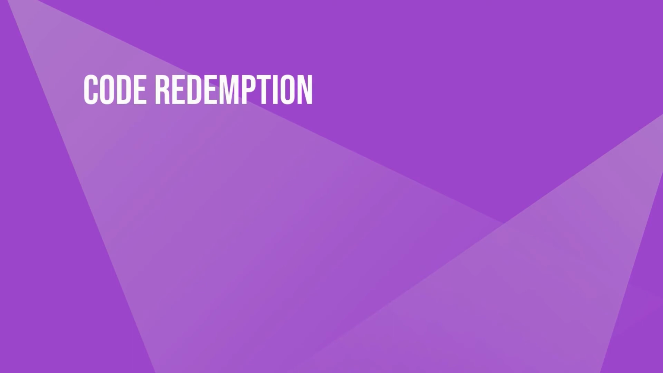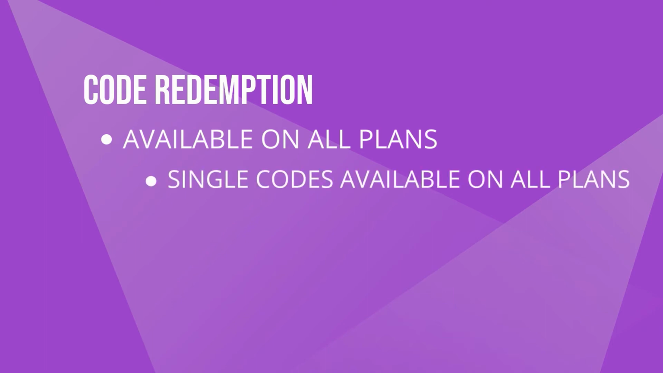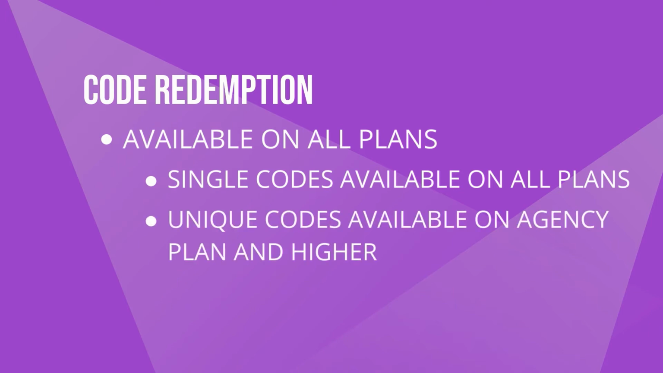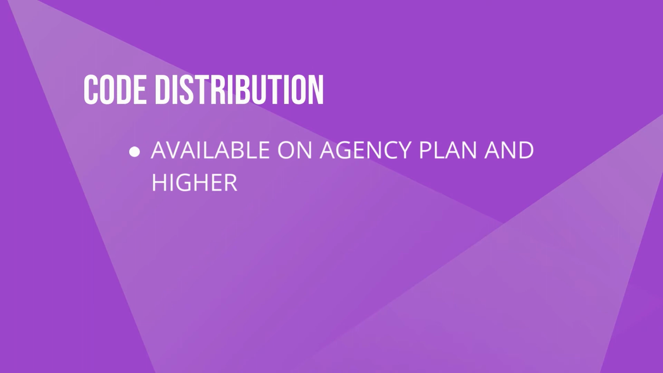First, code redemption is available on all the plans. However, there's a version of code redemption that's only available on the agency plan and above. If you're using one code for all participants, like in my TV or radio broadcast example where the secret code was cat, you can use that sort of code redemption on any plan. If you wanted to redeem unique codes that are uploaded to a list in your ShortStack account, then that's available on the agency plan and above. Code distribution is available on the agency plan and above.